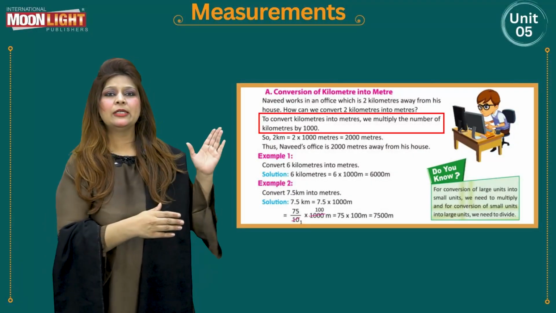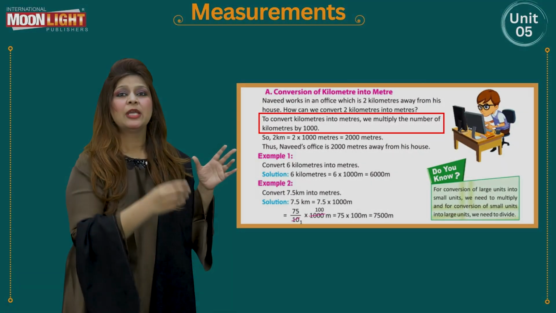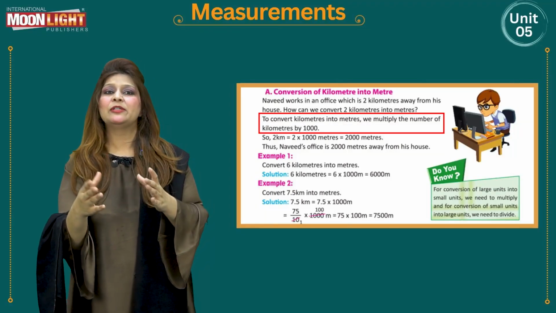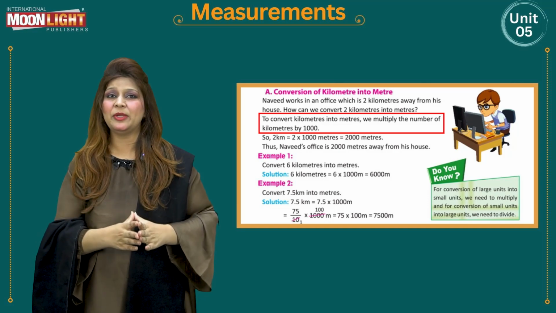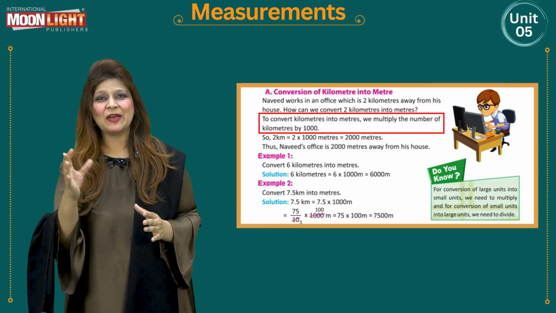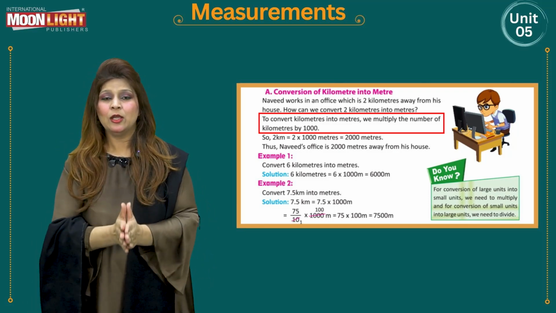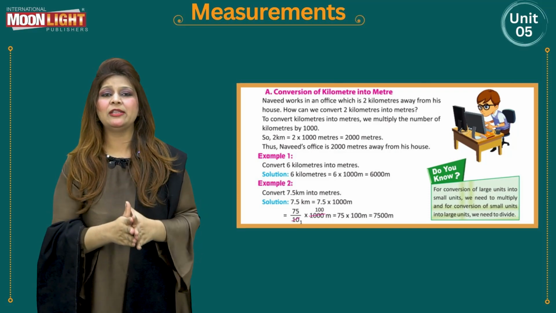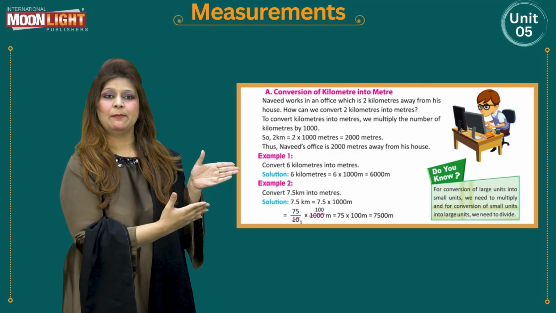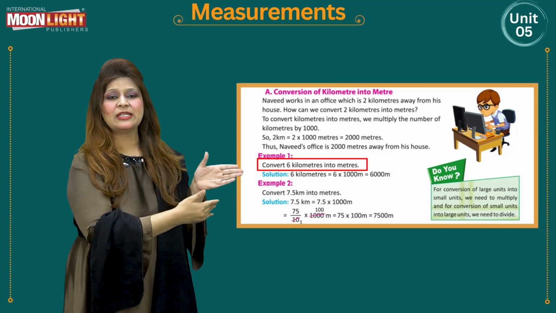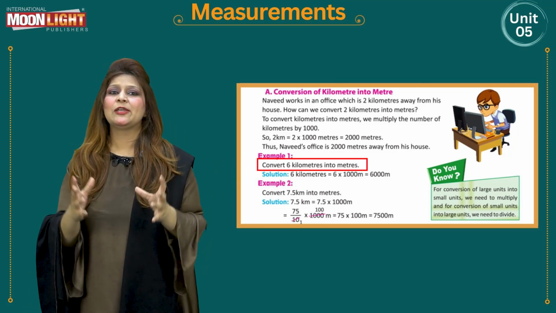To convert kilometers into meters, we are going to multiply the number of kilometers by 1000, because in 1 kilometer there are 1000 meters. Okay, you know that. So right now, by considering this, I have to solve an example for you guys, and here is the example. Example number 1 is convert 6 kilometer into meter.